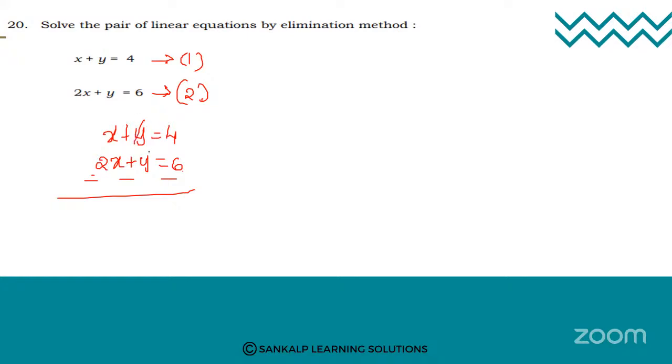Then plus y and minus y will get cancelled. x minus 2x plus x, that is minus x, is equal to minus 6 plus 4, that is minus 2. So minus and minus will get cancelled. x is equal to 2, you will get.